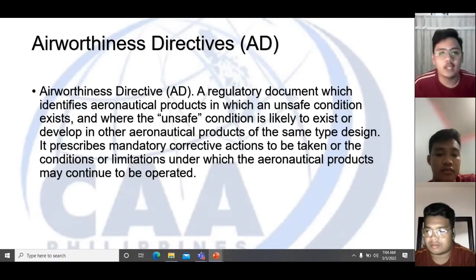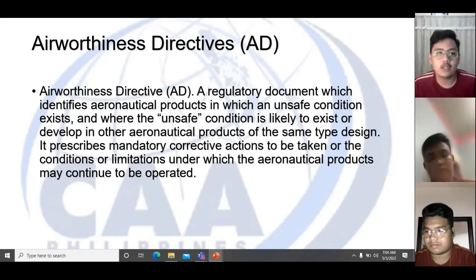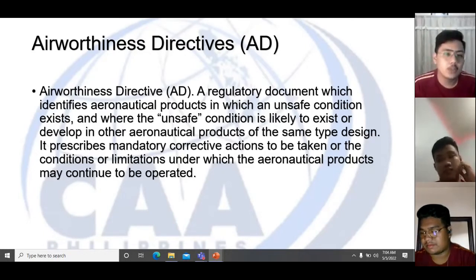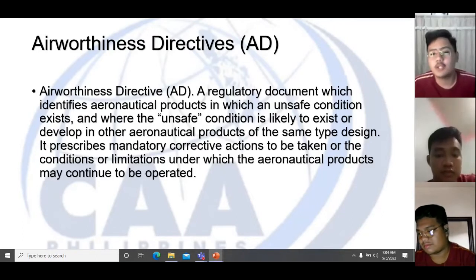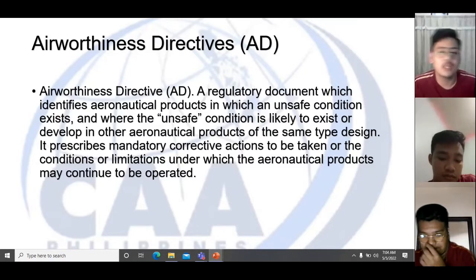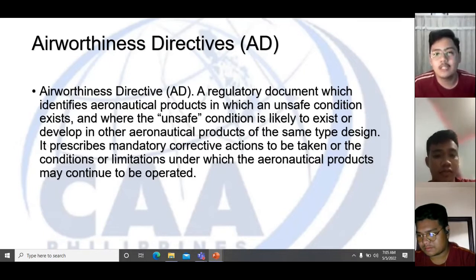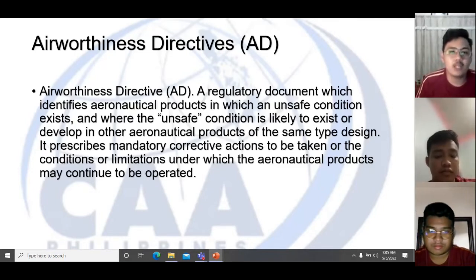Airworthiness Directive, or AD, is a regulatory document which identifies aeronautical products in which an unsafe condition exists and where the unsafe condition is likely to exist or develop in other aeronautical products of the same type design. It prescribes mandatory corrective actions to be taken, or conditions or limitations under which the aeronautical product may be continued to be operated. It means that this document identifies the products wherein there is an unsafe condition.